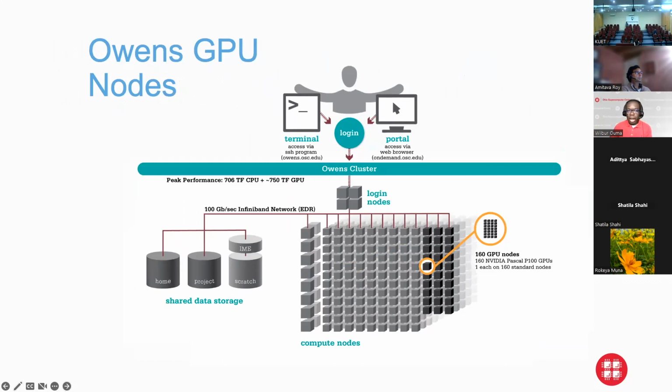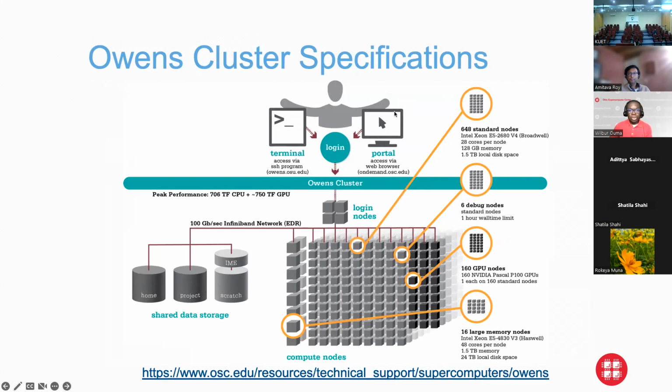We also do have specialized nodes for GPU acceleration. Owens has 160 of these GPU nodes. And these GPU nodes are just like standard nodes whereby they have 28 CPUs per node, but in addition, they have one GPU for GPU acceleration. So that's the total number of nodes that we have on the Owens cluster. We also do have another type of node that we call debug nodes. These are just for debugging purposes. If you have a code and you want to debug it for about an hour before you submit a job to the cluster to run, you can use these debug nodes on Owens.